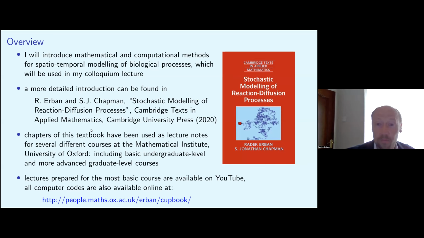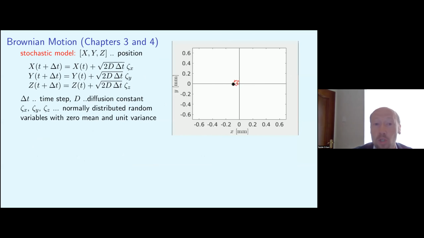So I'll give a brief idea of the philosophy of the stochastic reaction diffusion models, especially focusing on those which will be in my colloquium lecture. And I'll start with a very basic one here. The basic one is just Brownian motion. I can put references, which, if you had that book, you can find there.